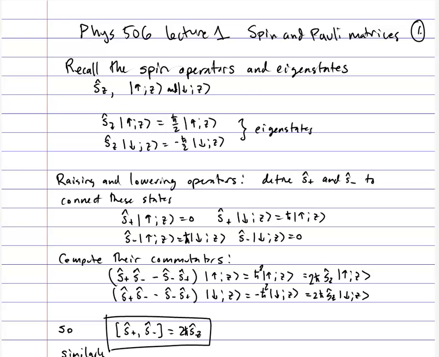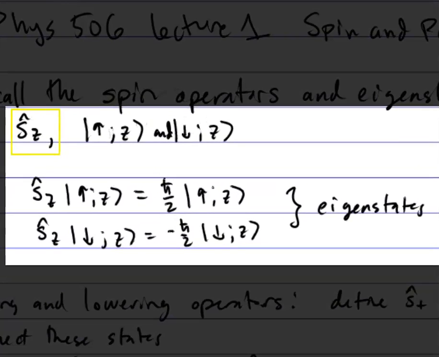So to start, we're going to recall that the spin operators and eigenstates satisfy the following relationships. We're going to call the z component of spin Sz. We're going to call the eigenstates up and down with a semicolon to say what axis the up and down are on. And then the eigenstate relations are that Sz acting on the up state is equal to h bar over 2 times the up state, and Sz acting on the down state is minus h bar over 2 times the down state. That indicates that they're eigenstates.